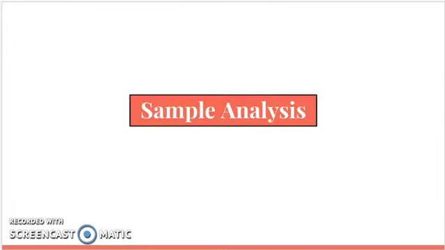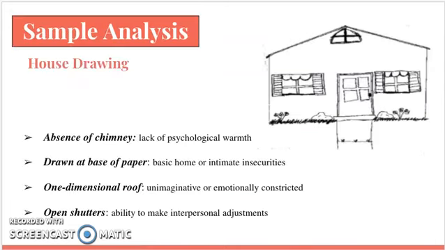So we're just going to run through a sample analysis of what this might look like in analyzing someone's real drawings. So the house drawing here, I see a house drawing on the right. I see an absence of a chimney. This might indicate a lack of psychological warmth. Even though it's quite light, this house was drawn at the base of the paper, and this might indicate some basic insecurities or fear of taking up space.